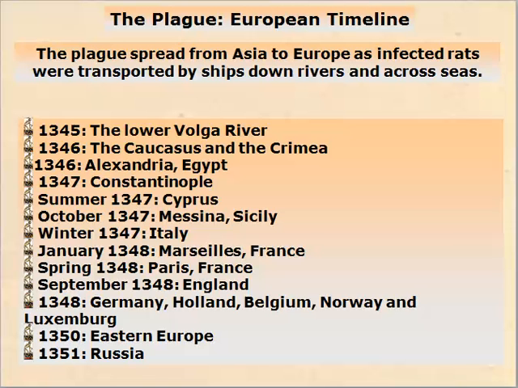Okay, so we have the plague, the European timeline. The plague spread from Asia to Europe as infected rats were transported by ship down rivers and across seas. This whole theory has changed, it's morphed a little bit through time. Now they're saying it wasn't rats, it was gerbils. I really don't know. We're going to stick with rats because that's what the majority of people think it was from. So just go through here and you can see how slowly these areas and cities fell to the devastating disease.